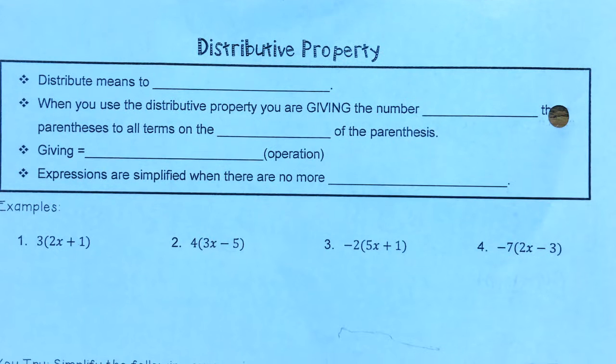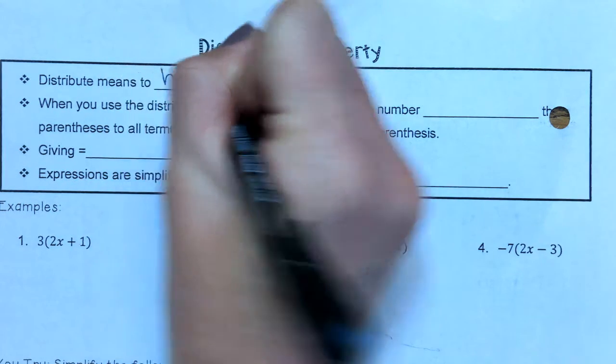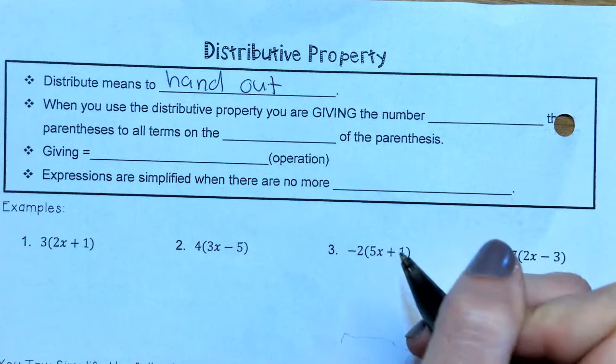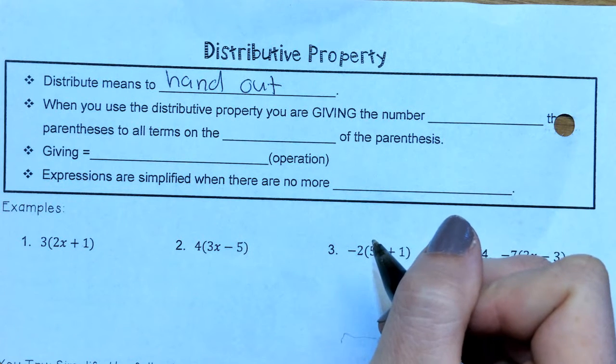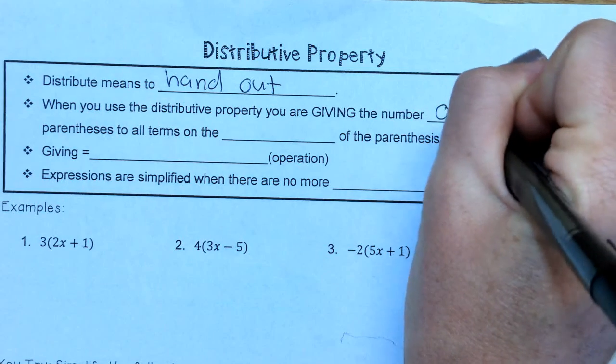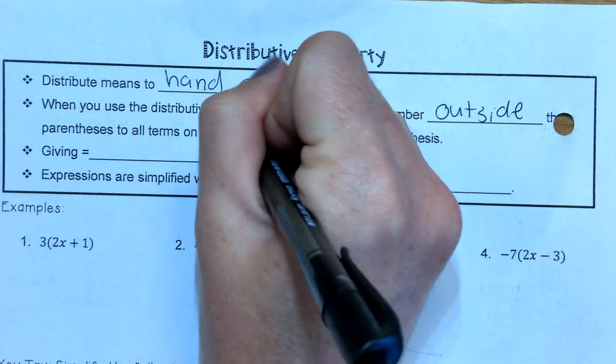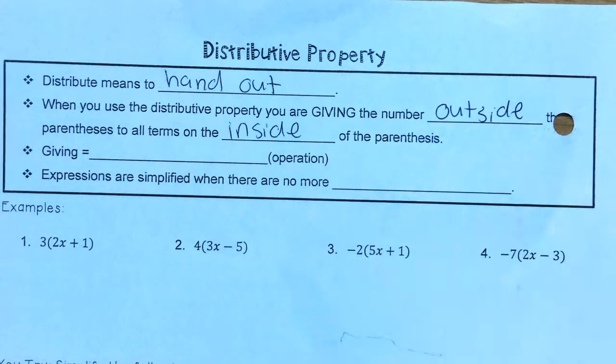Alright, turn it over on the back. If I'm going to distribute something to you all, like when I distribute homework, what does that mean? You're going to give it away or hand it out. So when you use the distributive property in math, you're giving the number outside the parentheses to every term on the inside of parentheses.